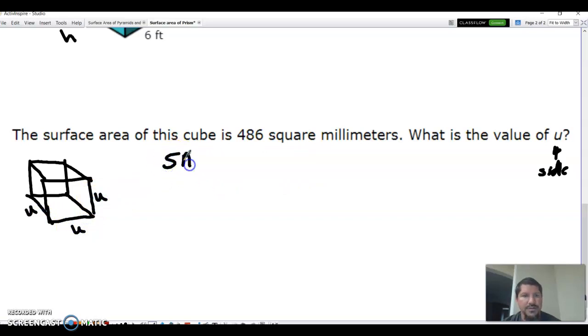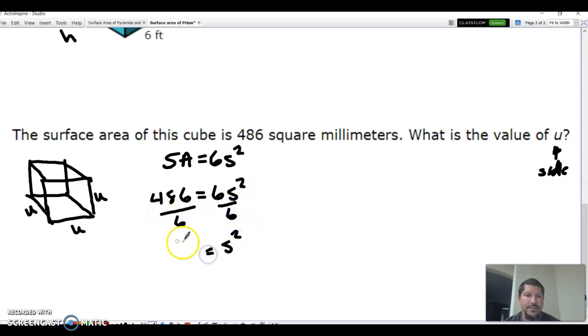Alright, so surface area of a cube is 6s squared. So in this case, surface area is 486 equals 6s squared. So divide by 6. Well, 6 is going to go into 486 81 times. Then we take the square root, and the square root of 81 is 9. So in this case, U would be equal to 9.